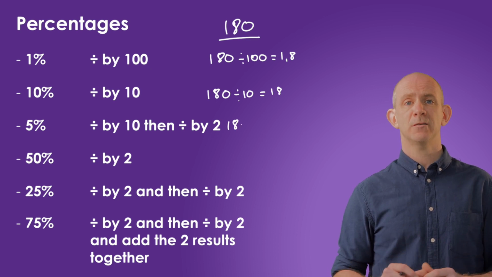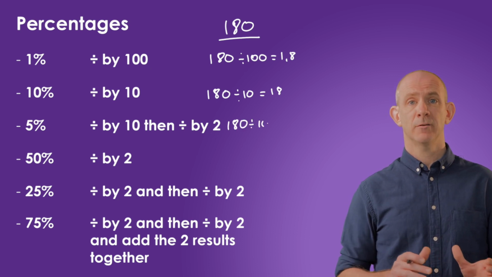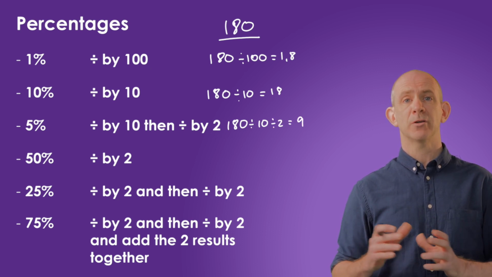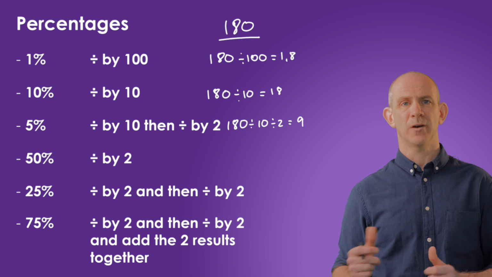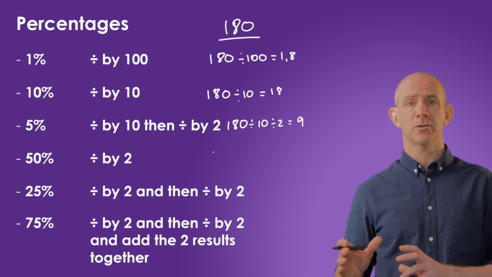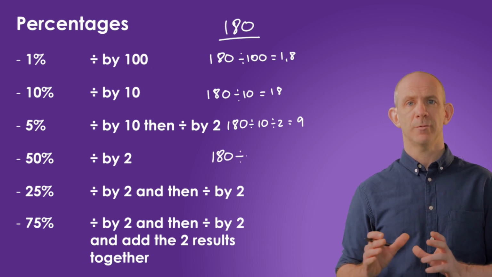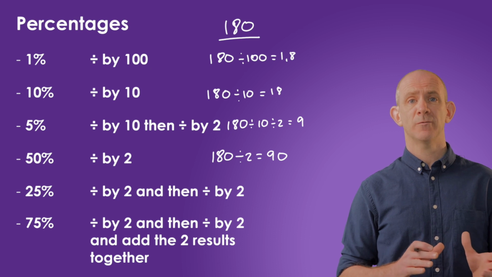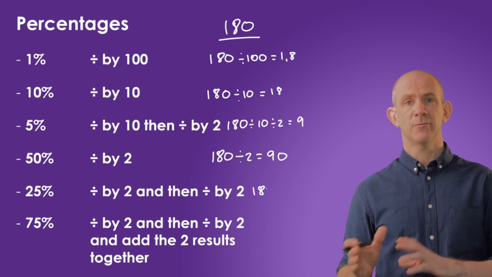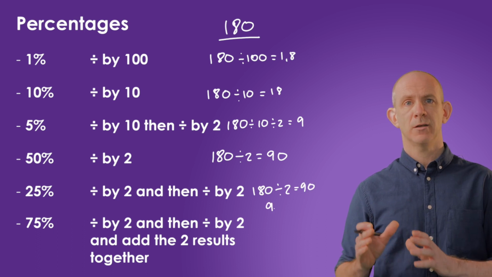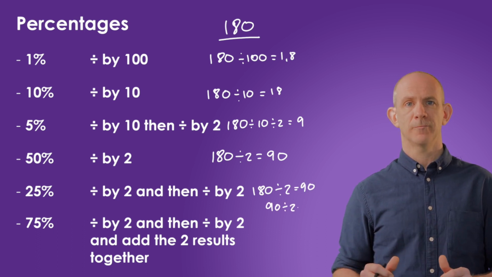To find 5%, you divide it by 10 and then divide it by 2. So 180 divided by 10 and then by 2 would give you 9, which is 5%. 50% is found by dividing the number by 2. 180 divided by 2 equals 90. To find 25%, you divide by 2 and then divide by 2 again. 180 divided by 2 is 90, and then divided by 2 is 45.